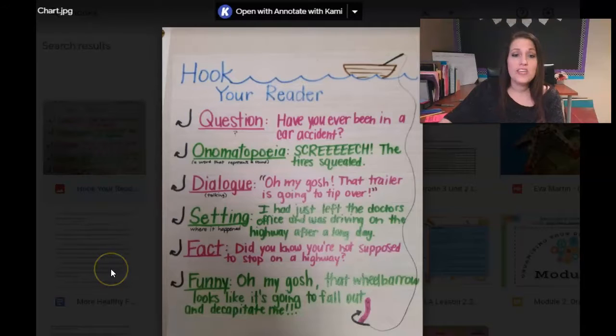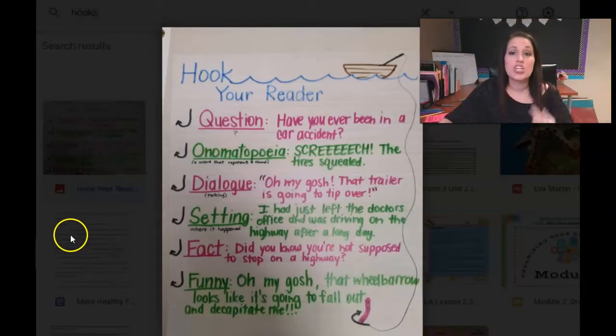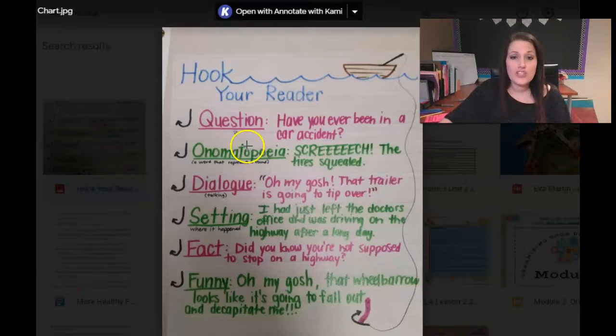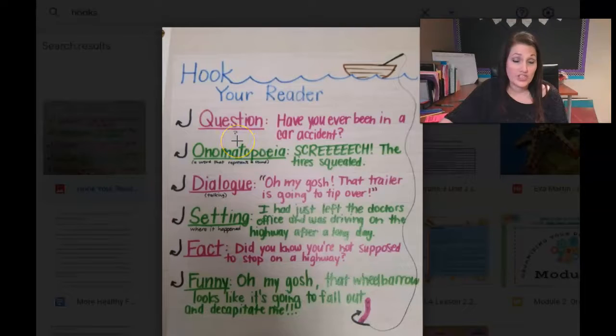All right, so here's the hook your reader chart. First up is a question. You could ask your question, like I said, are you tired of your dog tracking mud in the house? You could do an onomatopoeia. That's a word that represents a sound. So if I was doing my Zola one about muddy paws, I could say, ew, your feet are so muddy. Does that ever happen to you when you let your dog in?